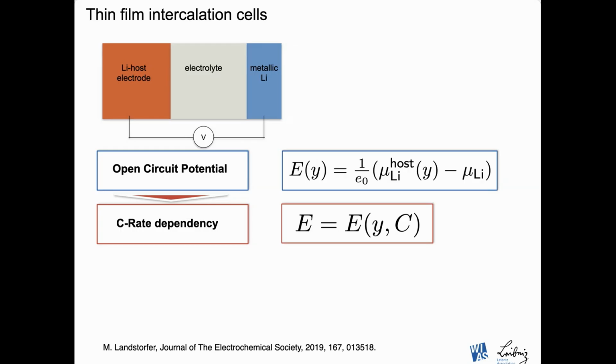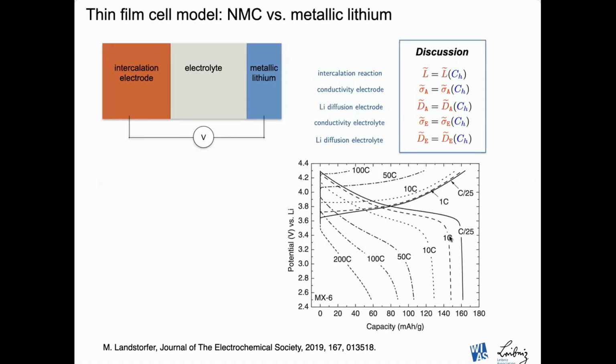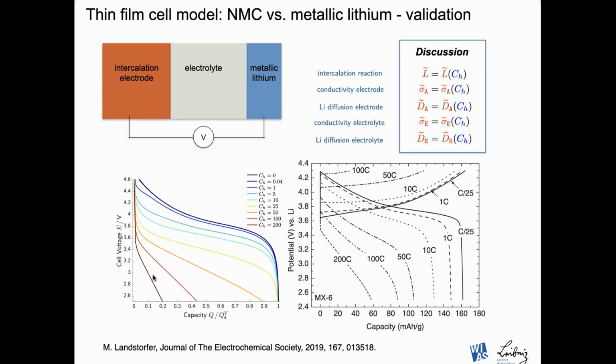And this is somehow the analogy of differential capacity curves for intercalation electrodes. Here is a data set, for instance, for these thin film cells, where you have a variation of C rates. Of course, be careful, this is really thin film, so you can have very high C rates. And this is what you can get by the modeling procedure I just showed you.